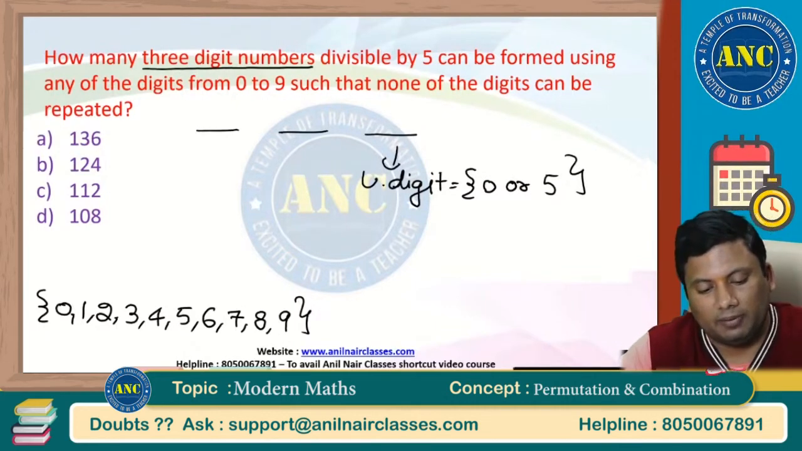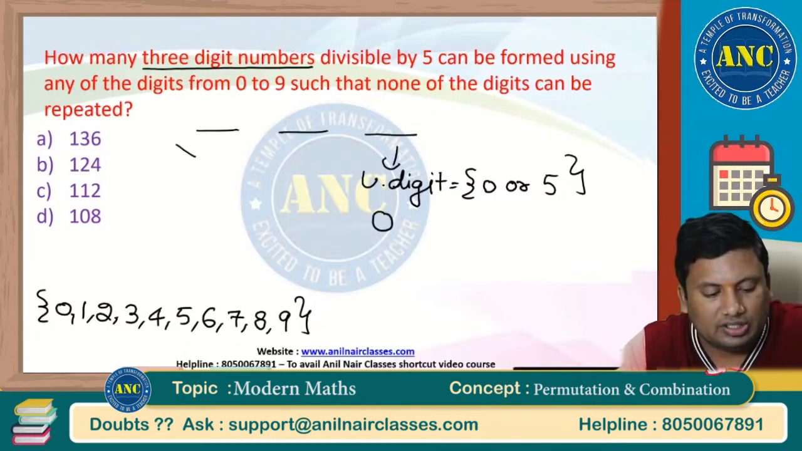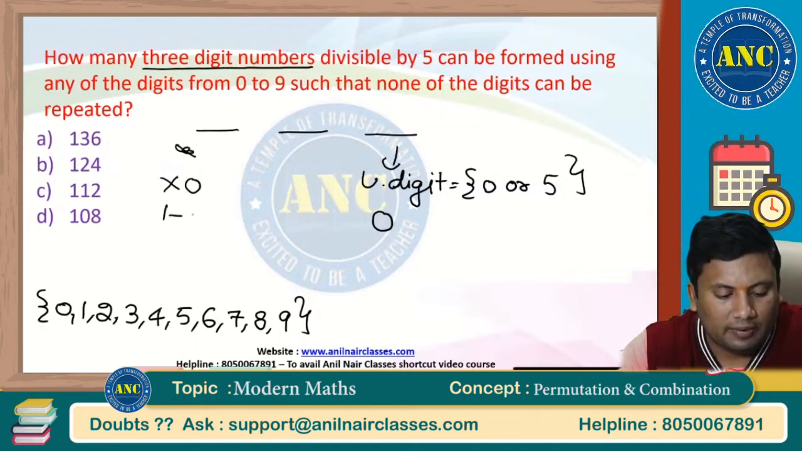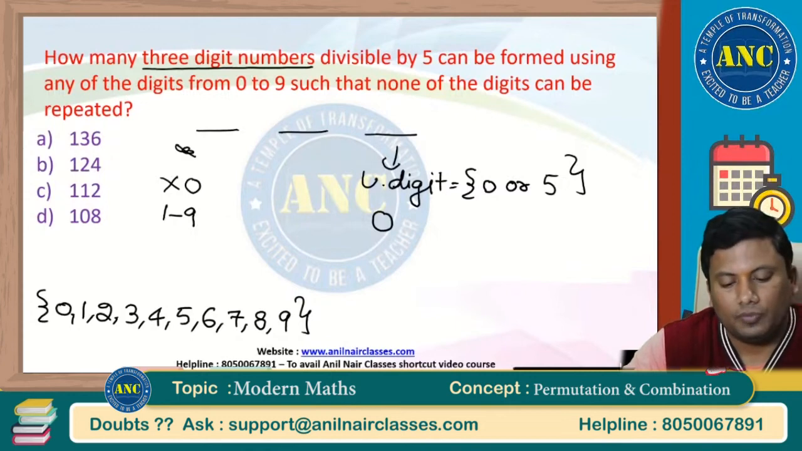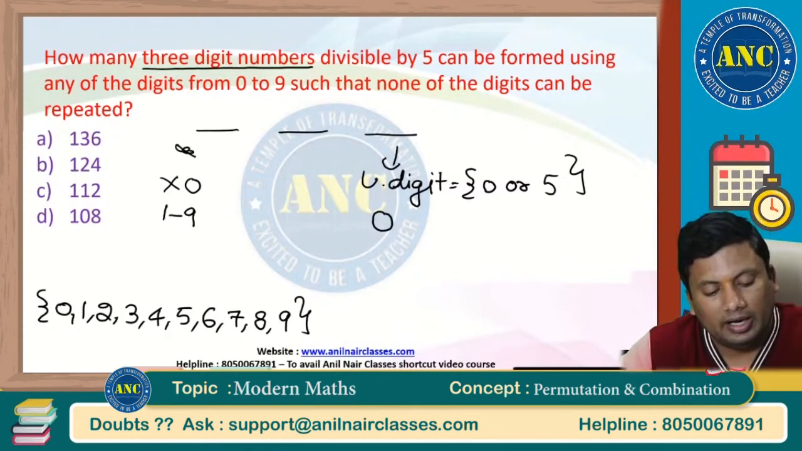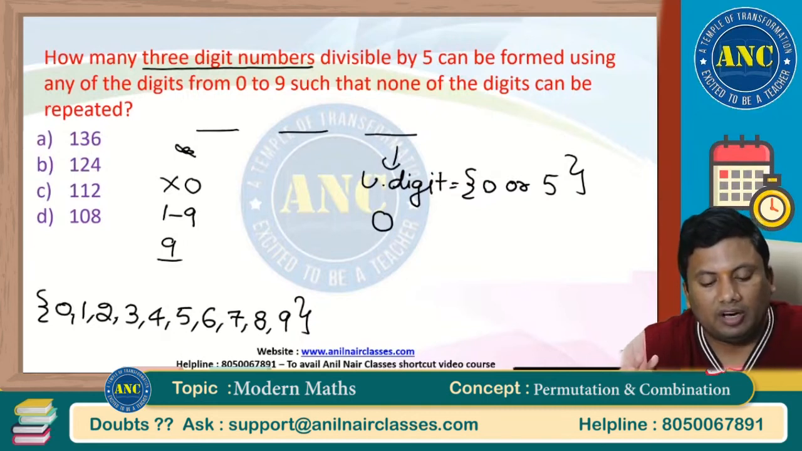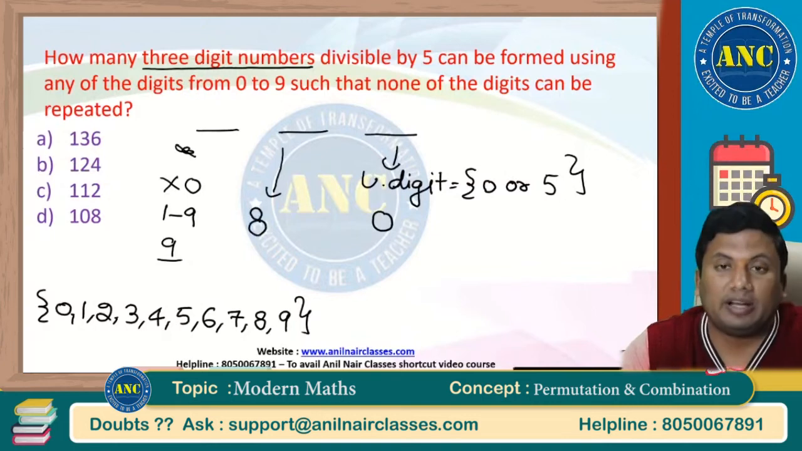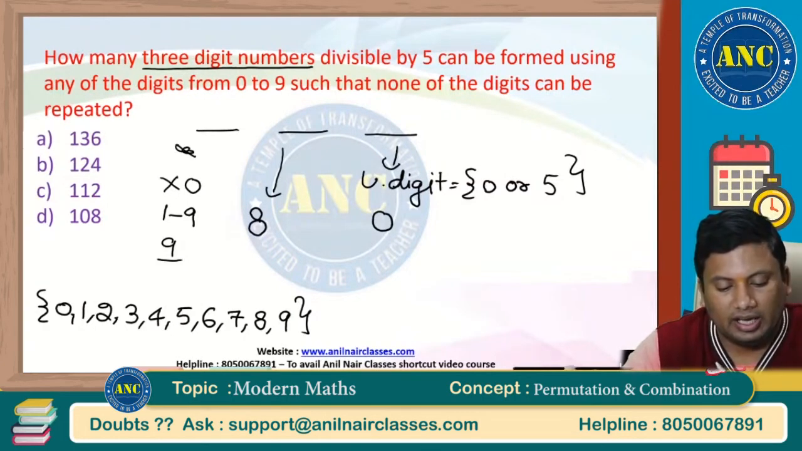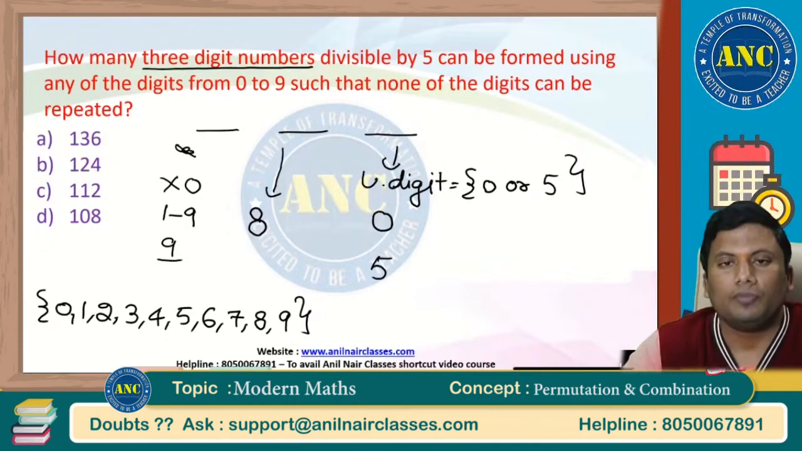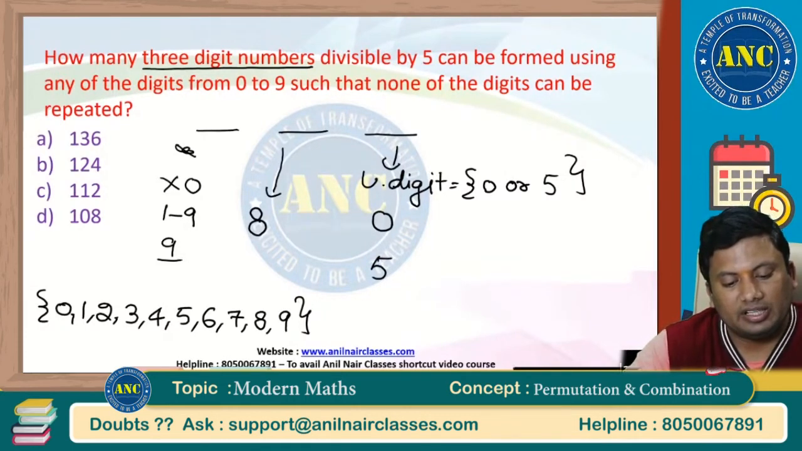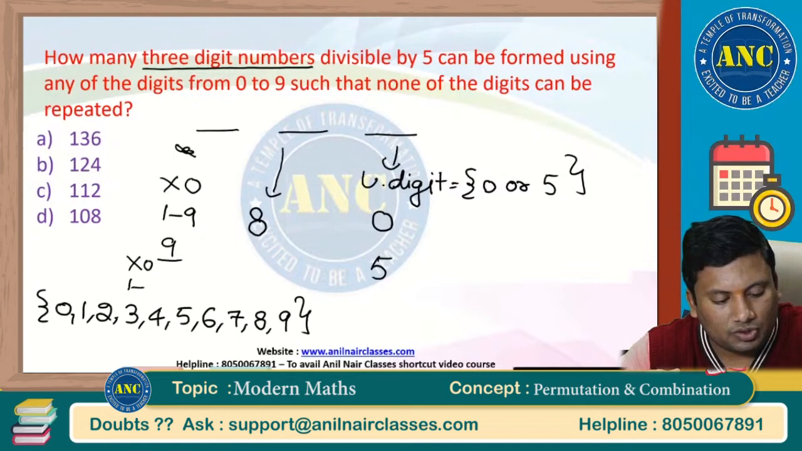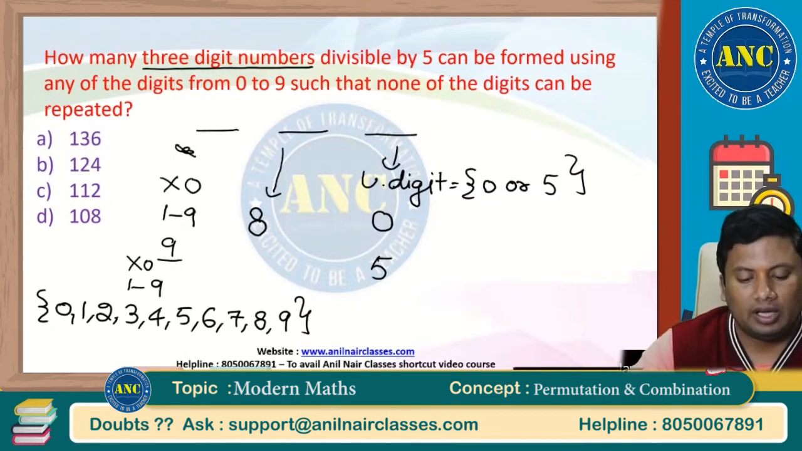How many 3-digit numbers? If the unit digit is 0, on the left side 0 cannot come. So here 1 to 9, total 9 numbers can come. Out of 10 digits, this digit is fixed and that digit is fixed, so this is nothing but 8. 9 into 8. If it is 5, none of the digits is repeated, right? So if it is 5, here 0 cannot come. So here it is 1 to 9.